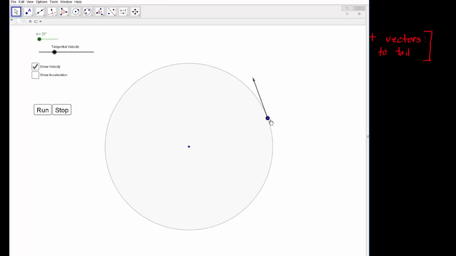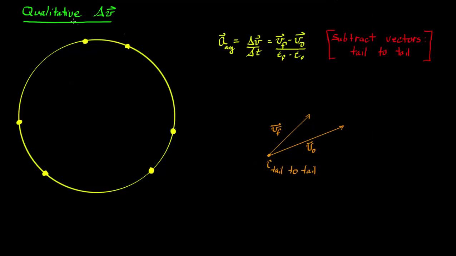Actually, I think that's all we need for that. But that's what we're talking about. So we're going to look at a qualitative change in velocity.